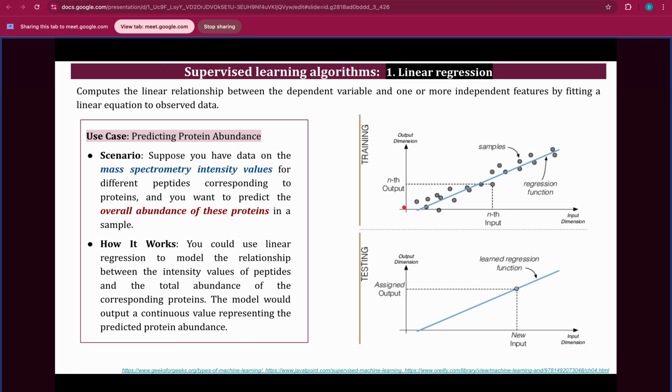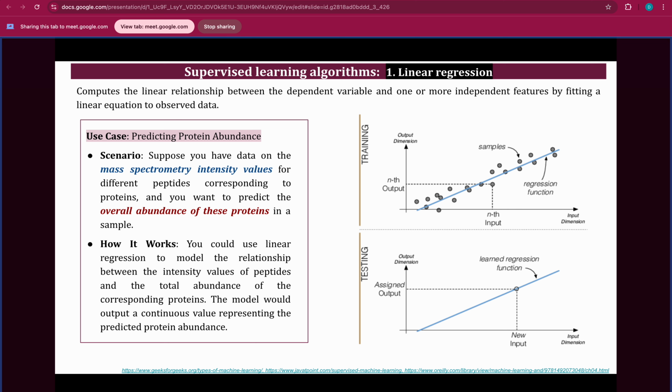So this is linear regression, in which I am predicting some numbers or continuous variables. I am taking the example of predicting protein abundance. Suppose we have data of mass spectrometry intensity values for different peptides which correspond to proteins, and we want to predict the overall abundance of these proteins in the sample. It will use linear regression to model the relationship between the intensity values of peptides and their abundance, because we know that if intensity is high it means more and more peptides are present. In that way intensity can be related to the abundance.